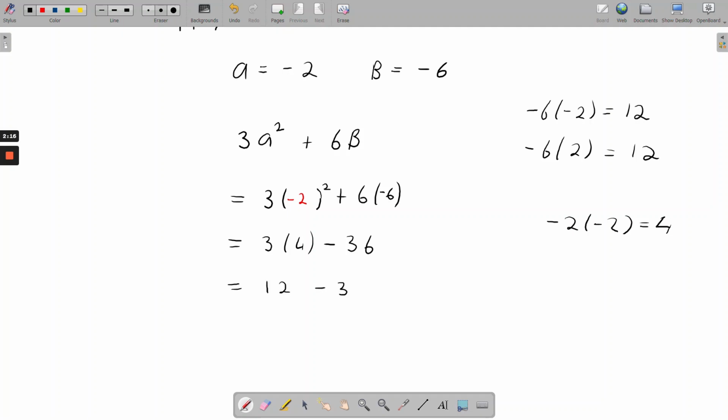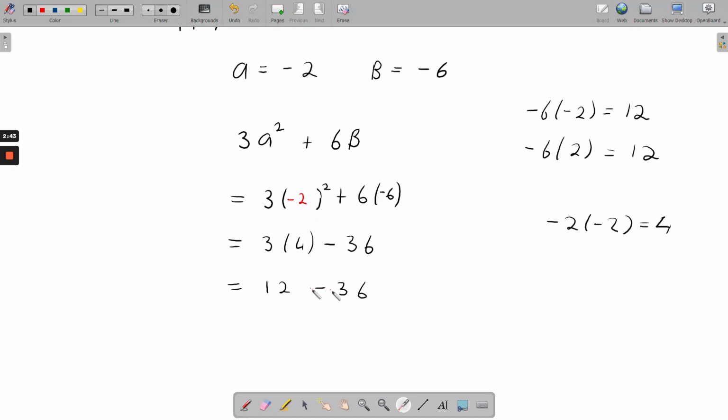12 minus 36, and just to give you a quick reminder of how to subtract a bigger number from a smaller number. If you see something like this, 36 taken away from 12, most of you would be able to take 12 from 36, but if you want to do 12 minus 36, what you're going to do is take 12 from 36, which is going to give you 24, and then keep the sign of the bigger number.